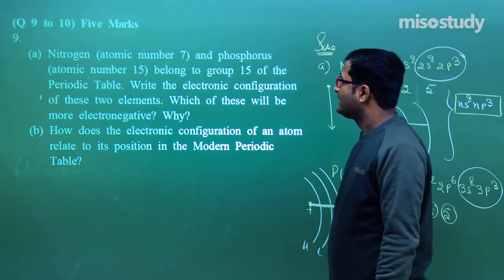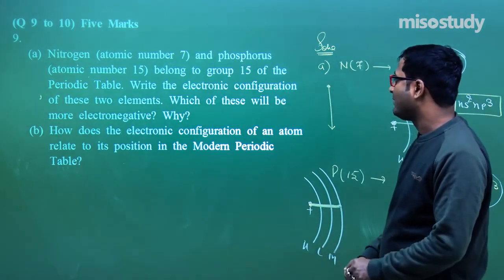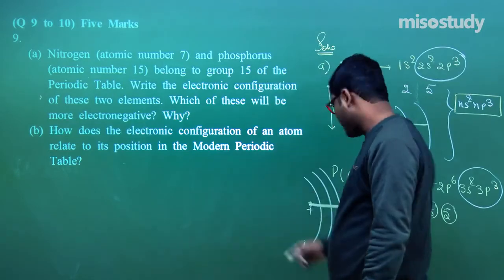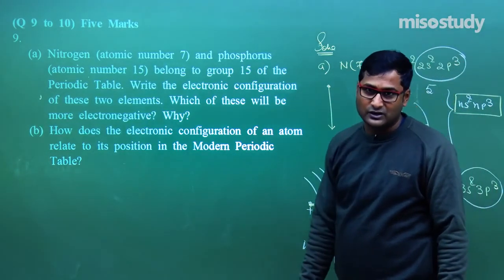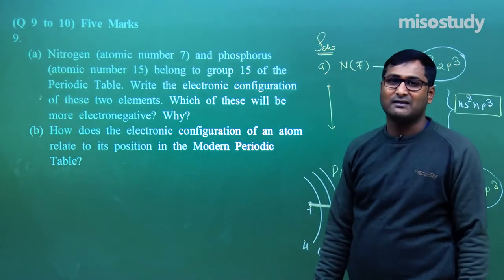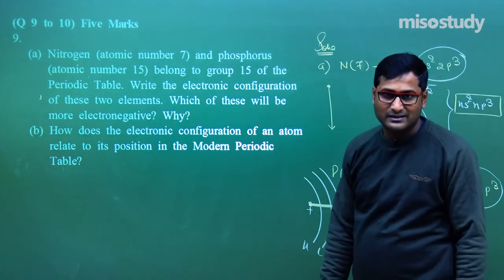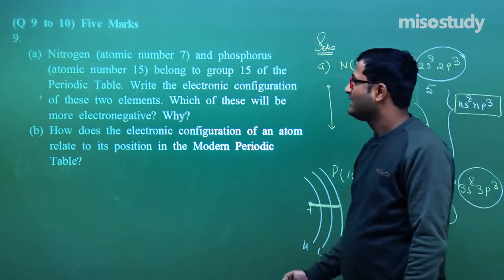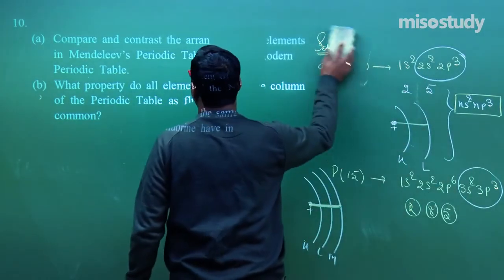Clear? Yes. Now the next one is, how is the electronic configuration of an atom related to its position in the modern periodic table? I have discussed this question in question number 1. As I told you, similar outermost electronic configuration. If two elements have similar outermost electronic configuration, then they are grouped together because they have similar valency, same valency and similar chemical properties. Clear, my friend? Yes. Now let's move to question number 10. What is question number 10?